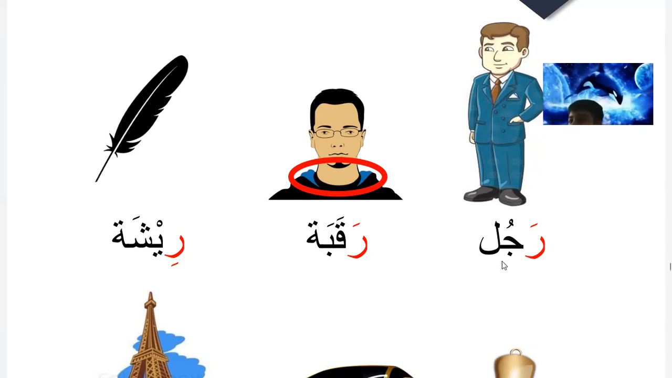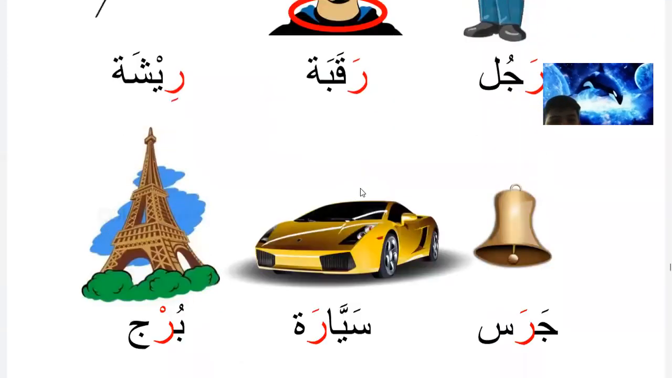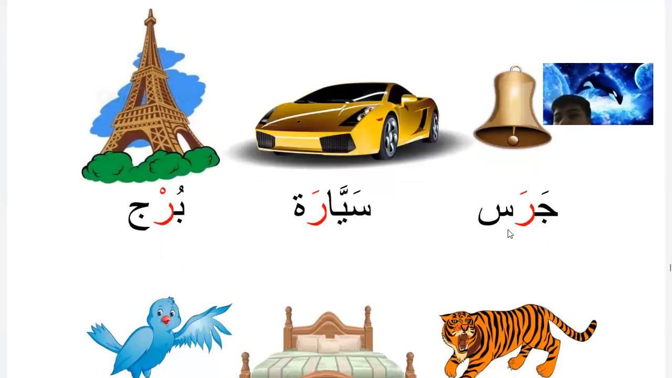Okay. Rajul. Man. Good. Rakaba. Neck. Good. Risha. Feather. Good. Jaras. Bell. Good. Sayara. Sayara means car. Car. Burj, Eiffel Tower. Just tower. Okay. Tower.